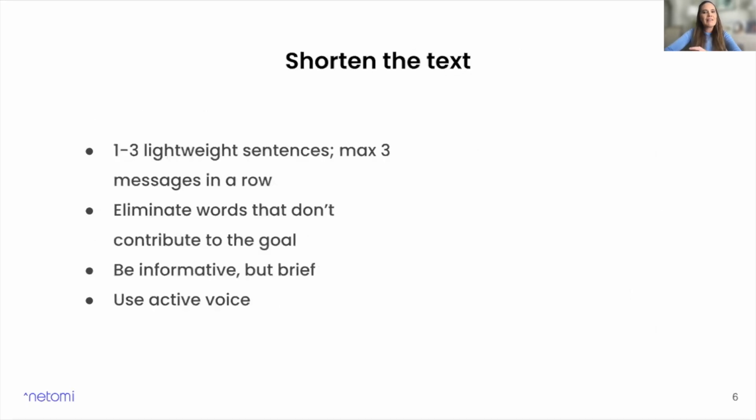We also want to really pay attention to shortening the text. Going back to one of those big downfalls from the beginning, something we see all the time across industries is just way too much information and content sent at once. So the idea here is to use 1 to 3 really lightweight sentences, getting rid of all the extra fluff, and max 2 or 3, at the very high end, messages sent in a row. Regardless, you never want to have your users having to scroll up to start the conversation. Probably not going to do that.